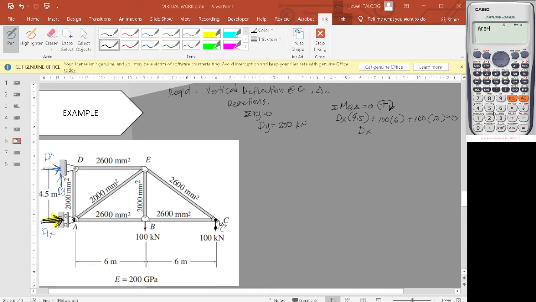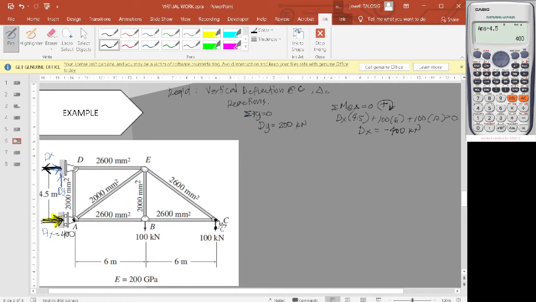And divided by 4.5. Okay, that's 400. So our answer here is equal to negative 400 kilonewton for Dx. So meaning Dx here will go to the opposite direction. Okay? And then Ax will be in the same direction and equal to the magnitude of that Dx. So this is 400. Okay, so we are now complete for the reactions.